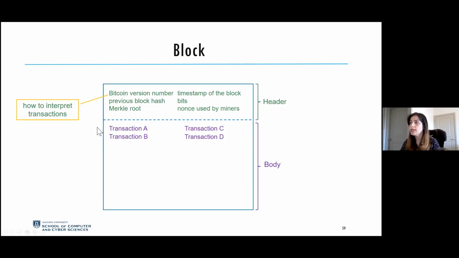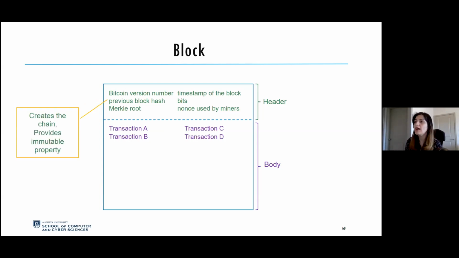So in a blockchain, we talked about the body, so I won't talk about the body anymore. In the header, you have the Bitcoin version number. I'm explaining the blockchain based on Bitcoin, but you can consider it for a general purpose. They may slightly be different, but the structure is the same. So you have the version of the protocol, and it's important because this is how the node will know how to interpret the transaction. You have the previous block hash value.